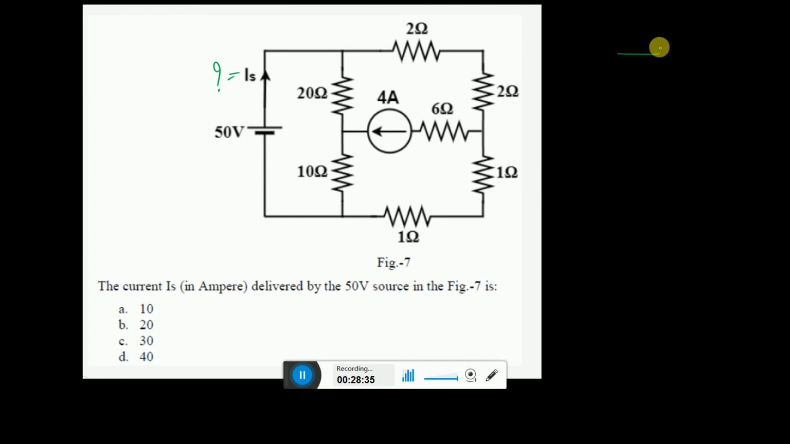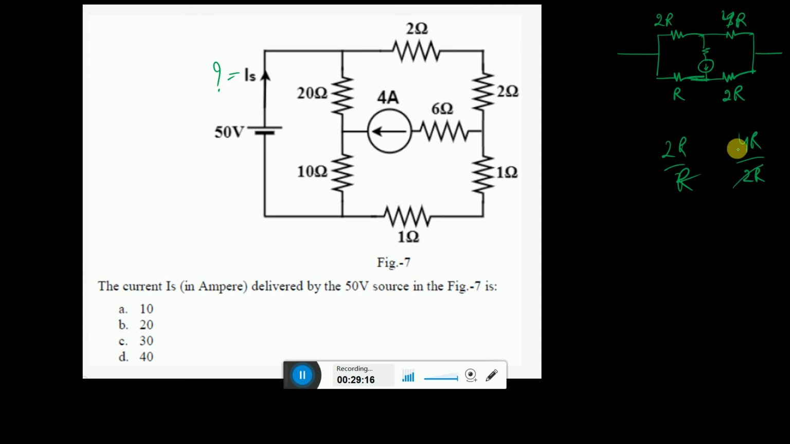Suppose you have got a bridge, and suppose the bridge looks like this. There is this circuit I am drawing like this, and there is another resistor over here. Now these resistors are such that this is 2R and this is R, and this is 4R and this is 2R. So they are proportional: 2R by R is 2, and 4R by 2R is also 2.